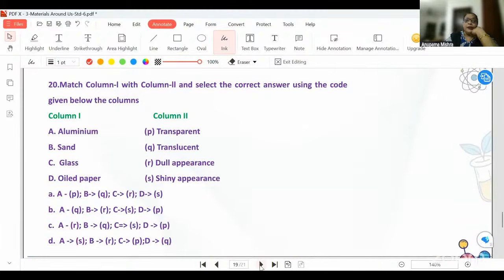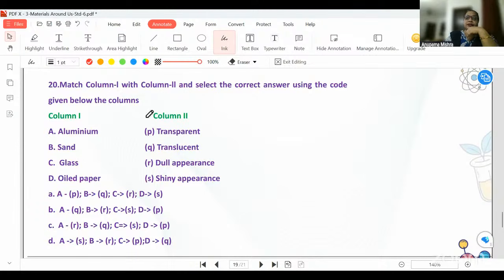नेक्स्ट वन आता है: मैच कॉलम 1 विथ कॉलम 2 एंड सिलेक्ट द करेक्ट आंसर यूजिंग द कोड गिवन बिलो द कॉलम्स. कॉलम 1 में एल्यूमिनियम है, सैंड है, ग्लास है, ऑयल्ड पेपर है. कॉलम 2 में चार हैं: ट्रांसपेरेंट, ट्रांसलूसेंट, डल अपीयरेंस, शाइनी अपीयरेंस. अब एल्यूमिनियम क्या है आपका? ट्रांसपेरेंट है, ट्रांसलूसेंट है, डल अपीयरेंस है, या शाइनी अपीयरेंस है.